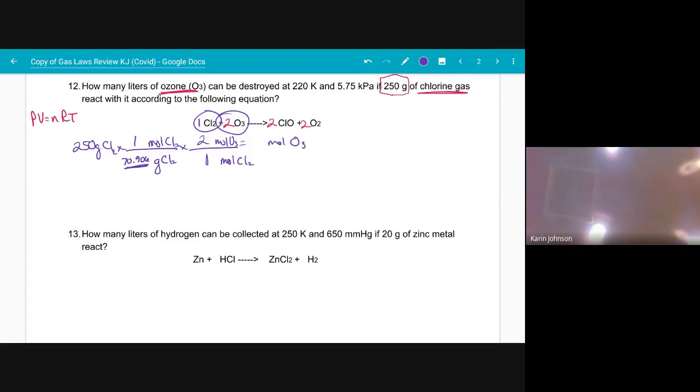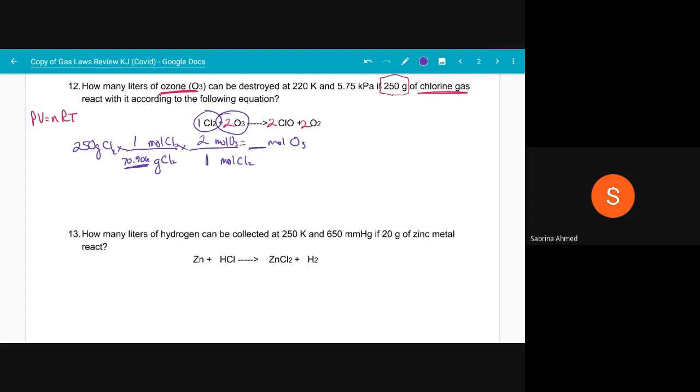70.906. So now that's going to give me my moles of O3. So I'm going to multiply it out. 250 times 1 times 2 divided by, in parentheses, oh, it didn't really need parentheses, but yes.